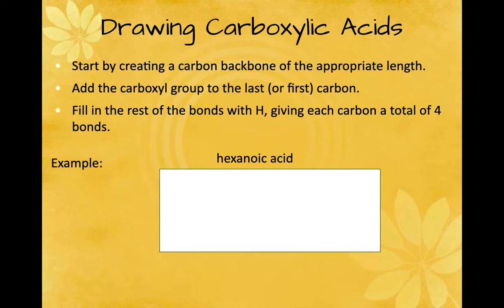So here's an example, hexanoic acid. The hex tells us that this is going to have 6 carbons. So we create the 6 carbon chain, and then we're going to add the carboxyl group, which involves a double bonded oxygen and a hydroxyl group, so a single bond to an OH. And then we're just going to fill in all those H's.